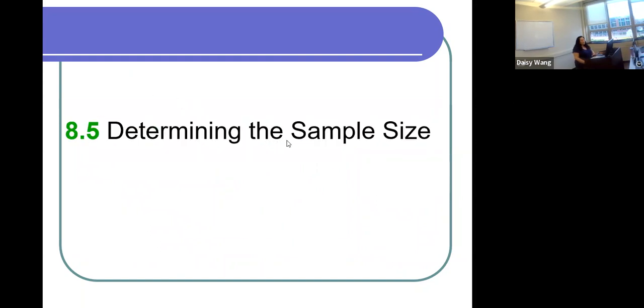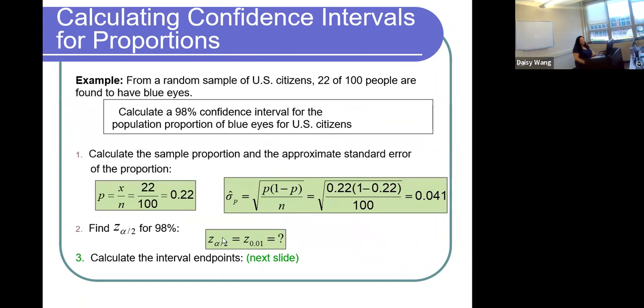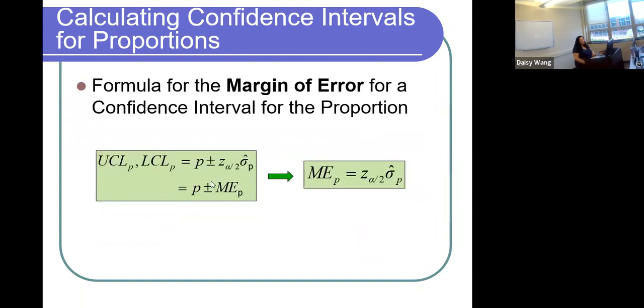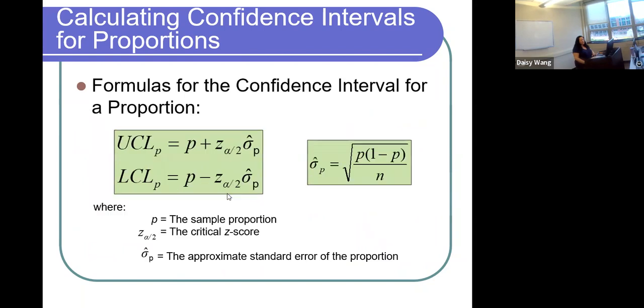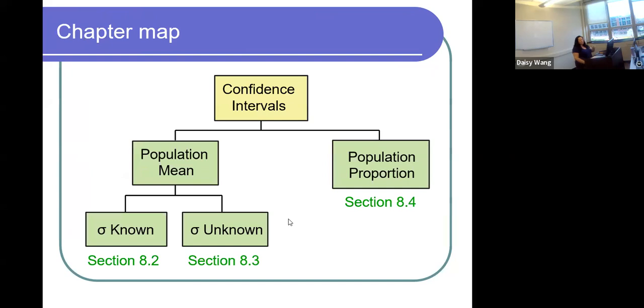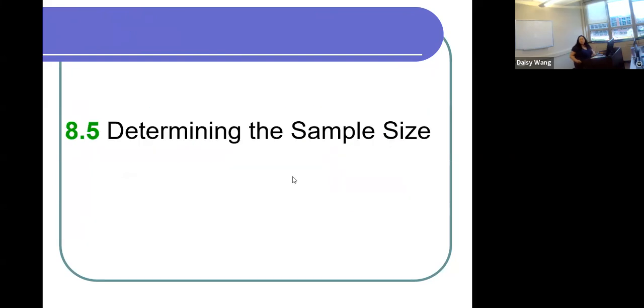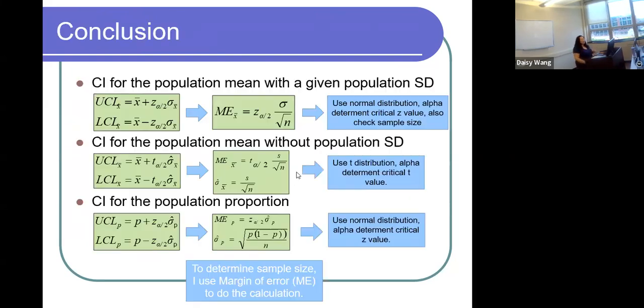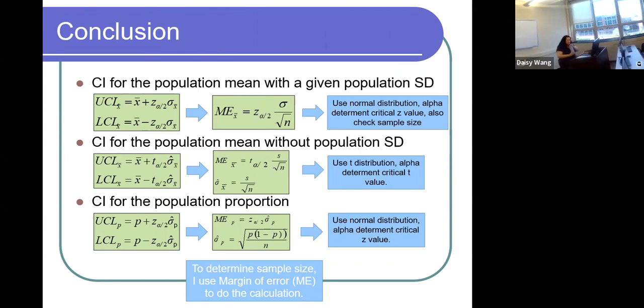So the next one. Remember when we come back, let's come back here. We can calculate the margin of error, but the margin of error is decided by the sample size. So now, if we know the confidence interval we want and we know the mean, we can convert it back to decide what's the sample size that we need.